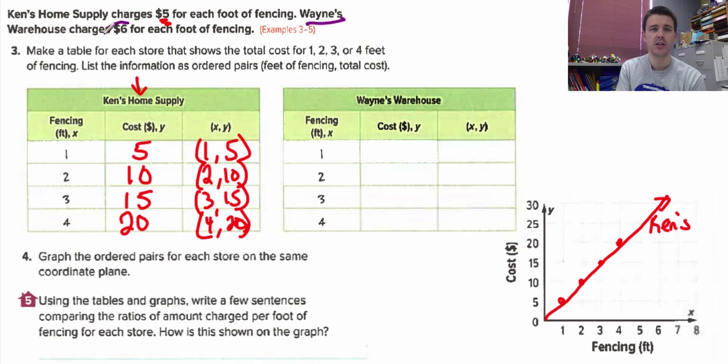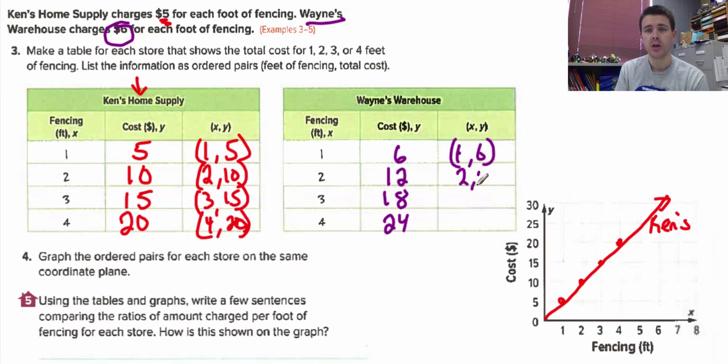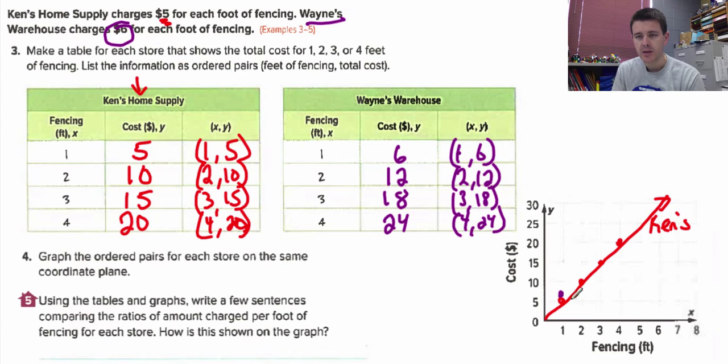Now do the same thing for Wayne's warehouse. He charges $6 for each foot of fencing. So we already know he's going to be more expensive. So that first foot is $6. The second foot is $12. 3 feet, so 3 times 6 is $18. And 4 would be $24. So we have 1 and 6. Remember, X always goes first. 2 and 12. 3 and 18, and 4 and 24. So we plot those points. So 1 and 6, 2 and 12, 3 and 18, and 4 and 24.